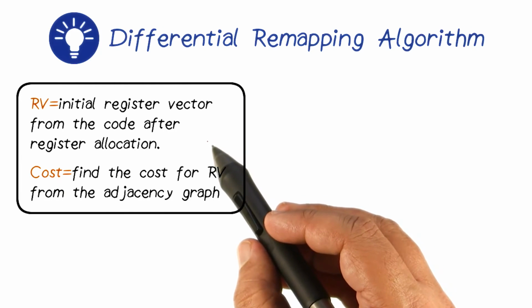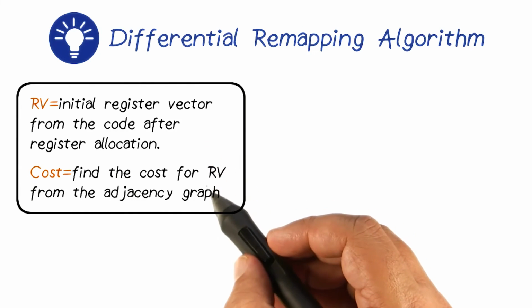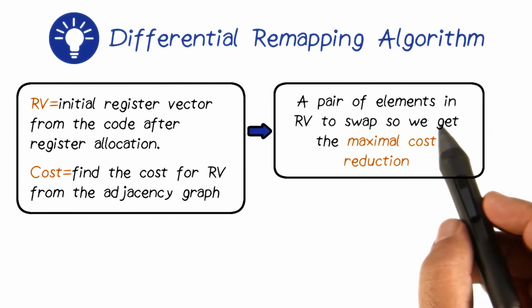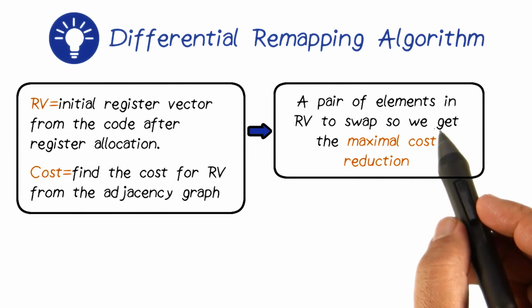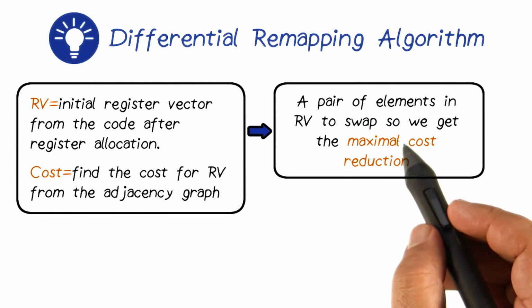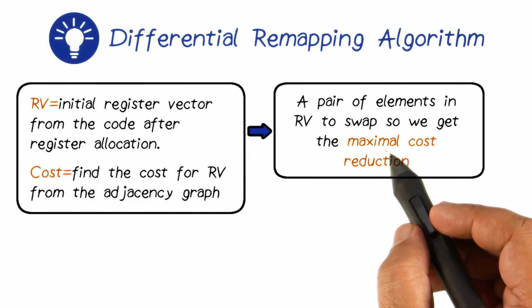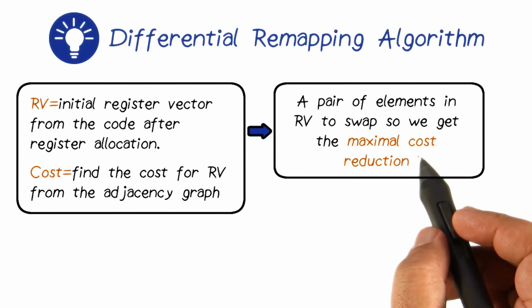So let's start with the initial vector assignment after the code is generated from the current allocation, and we try to find out its cost. That is, which of these edges are not covered by the differential encoding in the graph. Next thing we do is to pick a pair of elements in this register vector and swap them around, and to find out again the maximal cost of reduction by doing this swap. So now certain edges will get covered, certain other edges may not get covered because of the shuffling, and we find out the maximal reduction that we can get here.